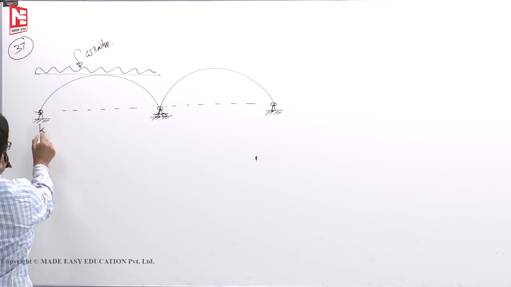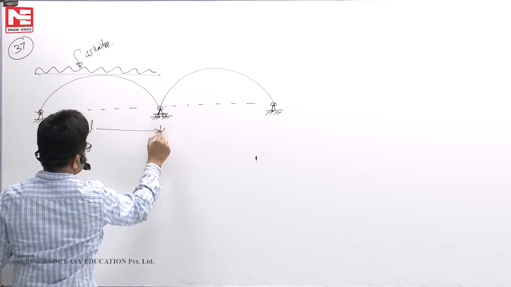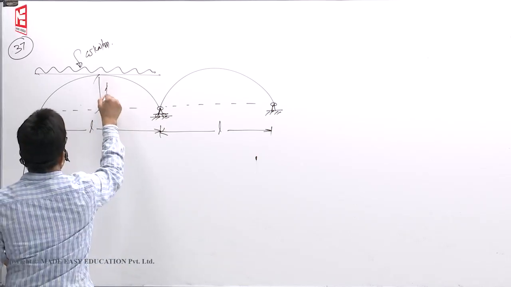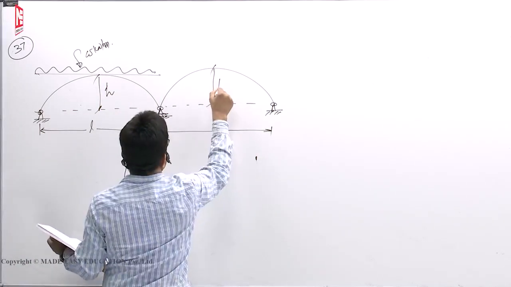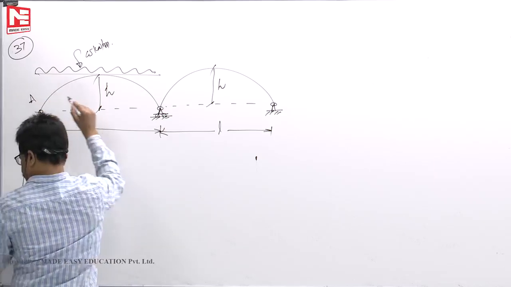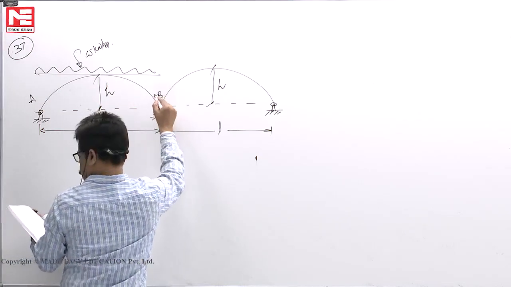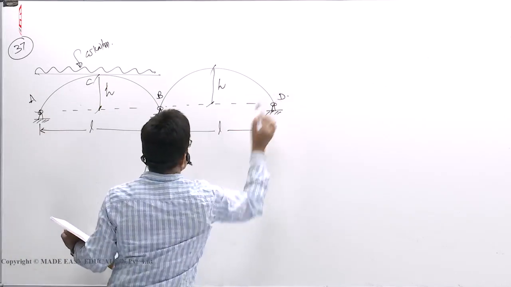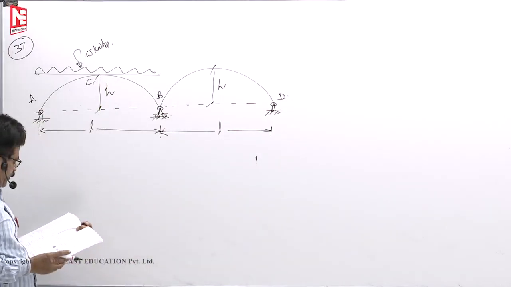Okay, span is L. This is also L. Rise is H. The same identical arches. This point let us say A, B. This point let us say C. This point let us say D.